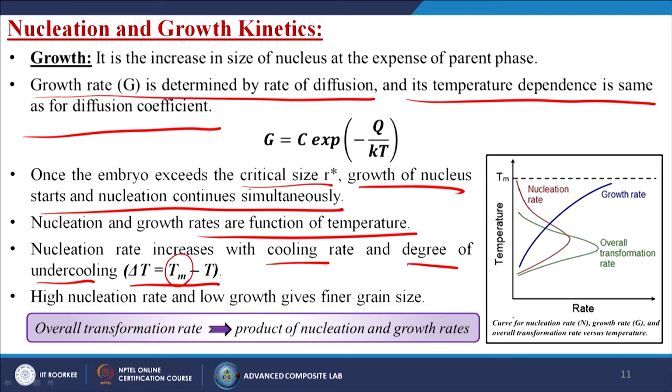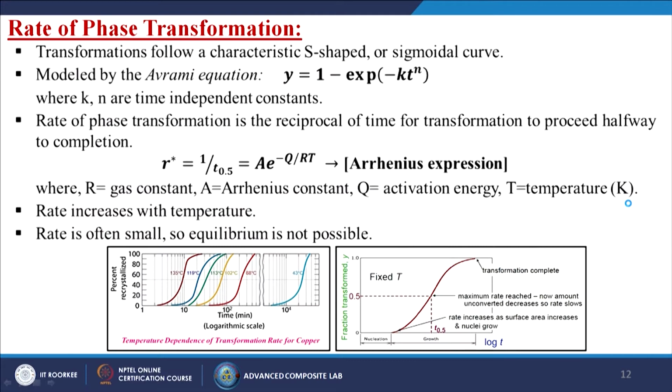So, here is the graph, with temperature on the y axis and the rate on the x axis, and you can see that this is the nucleation rate, this is the growth, and this is the melting temperature of that material, and this is the overall transformation rate, which is nothing but the product of the nucleation rate and the growth rate. Now, we are going to discuss the rate of phase transformations.